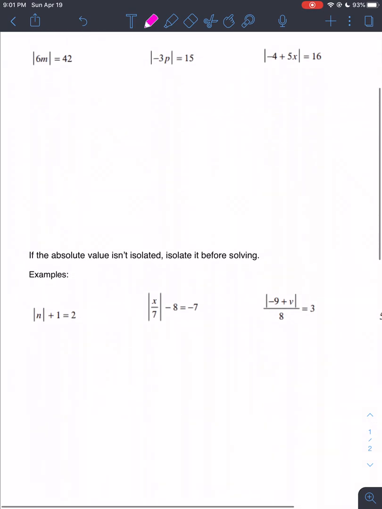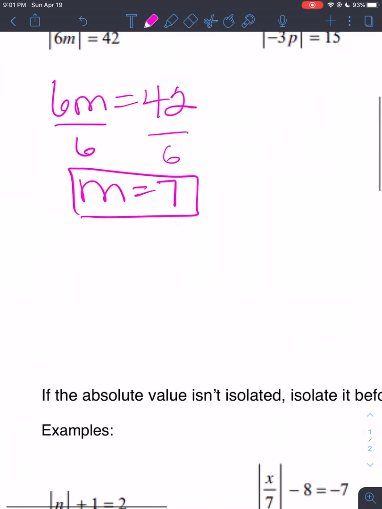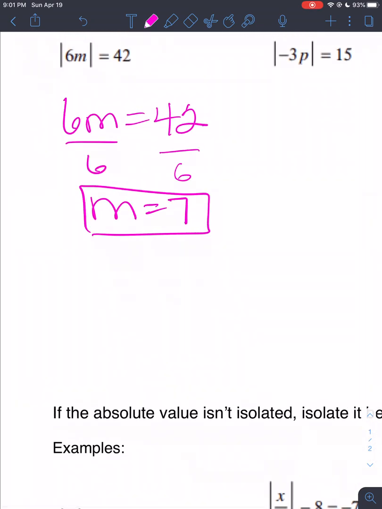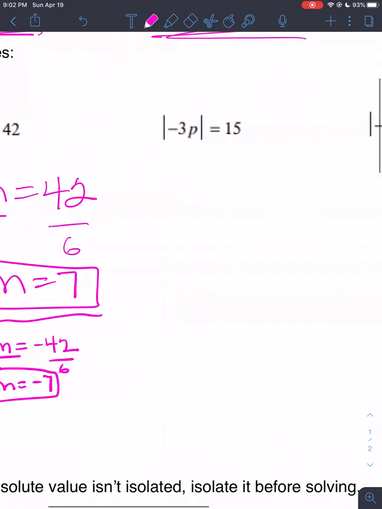Our first example, the absolute value of 6m equals 42. We drop the absolute value bars, so we're just going to say 6m equals 42. Divide each side by 6. We're going to get m equals 7. Now we do it a second time, but this time we're going to make it a negative 42. The 6m stays the same, but this time we have a negative 42. Divide each side by 6. It looks like our m is going to be negative 7 this time. So we have two solutions for that one.